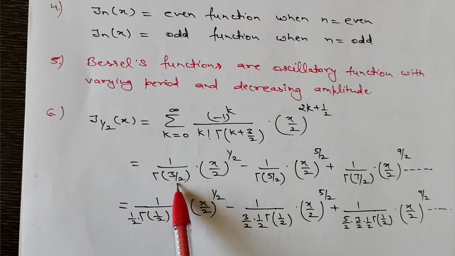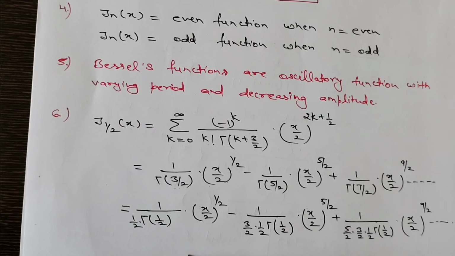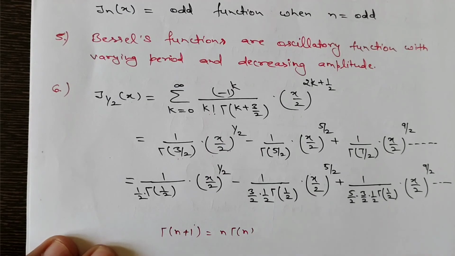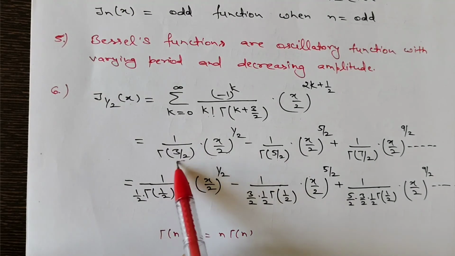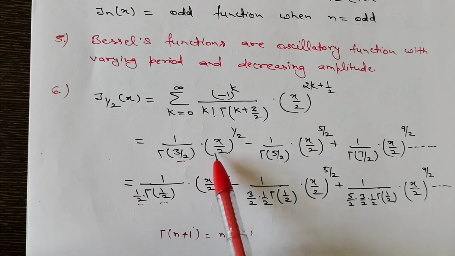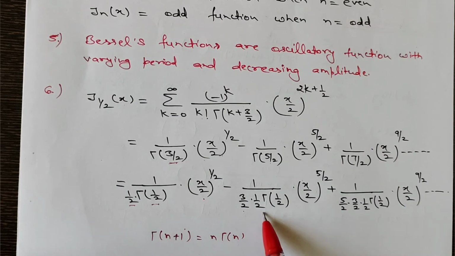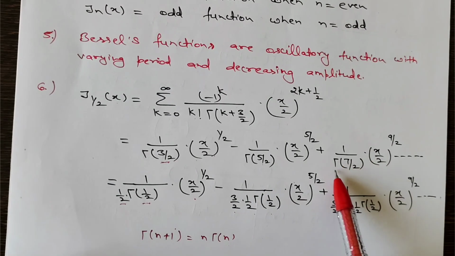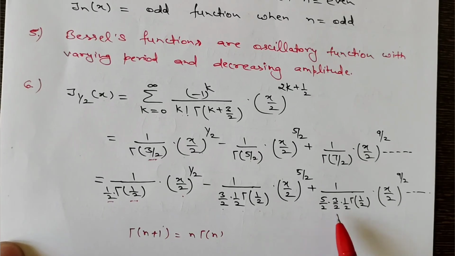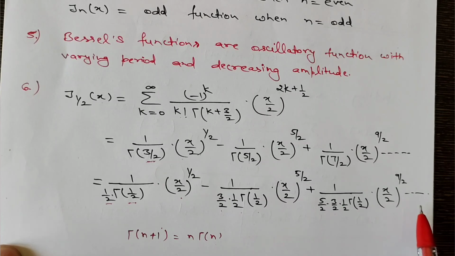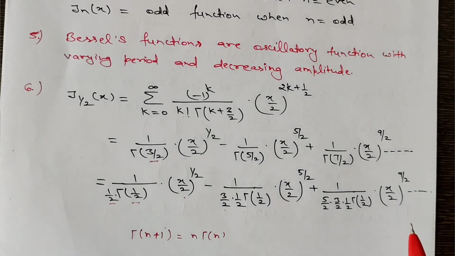As we know, Gamma(n+1) can be written as n times Gamma(n). So this Gamma(3/2) can be written as 1/2 Gamma(1/2), with (x/2) raised to power 1/2. Similarly, Gamma(5/2) can be written as 3/2 times 1/2 Gamma(1/2). Gamma(7/2) can be written as 5/2 times 3/2 times 1/2 Gamma(1/2), with (x/2)^(9/2), and so on. Clear? In this way we can write the expression for J half(x).